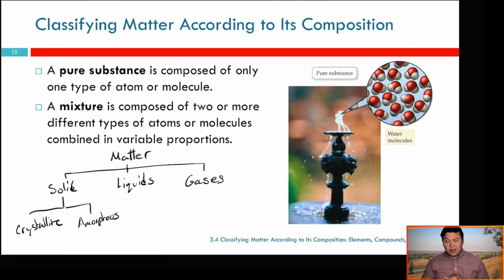And in some ways now, we're going into a separate categorization. But we're going to categorize these things again. So now for solids, liquids, and gases, we can either have pure substances, which are composed of only one type of atom or molecule, or we can have mixtures. And our mixtures are composed of 2 or more different types of atoms or molecules, combined in variable proportions.